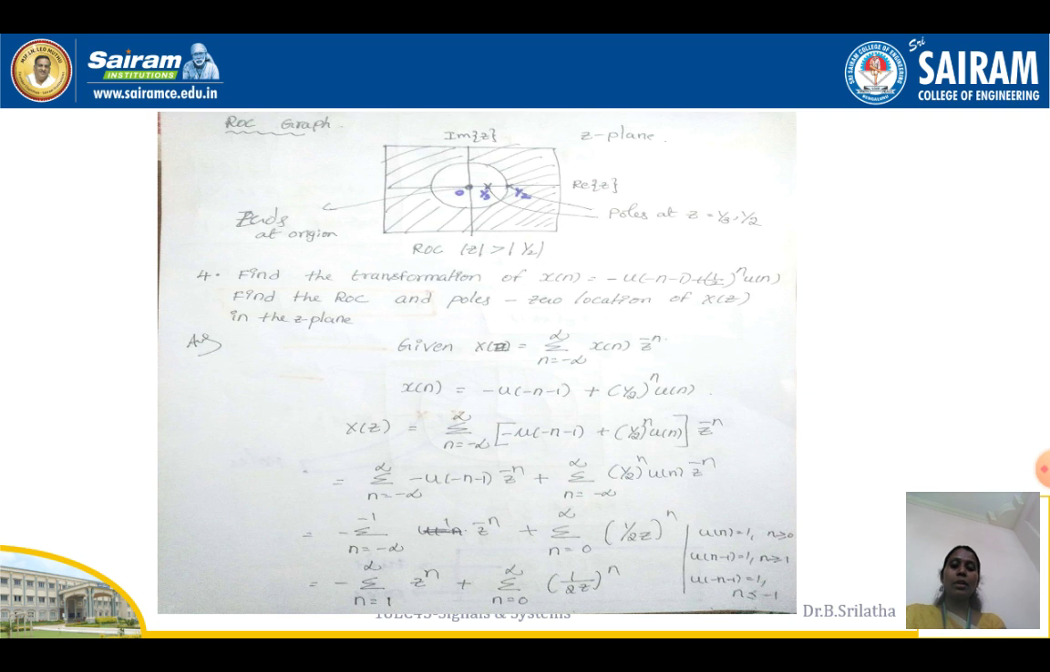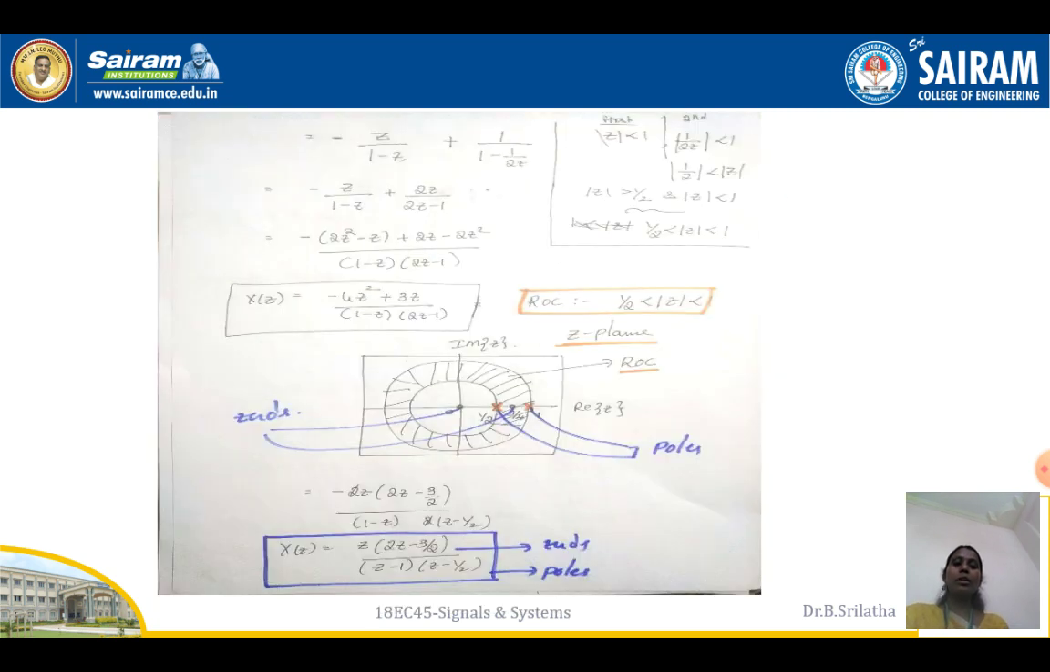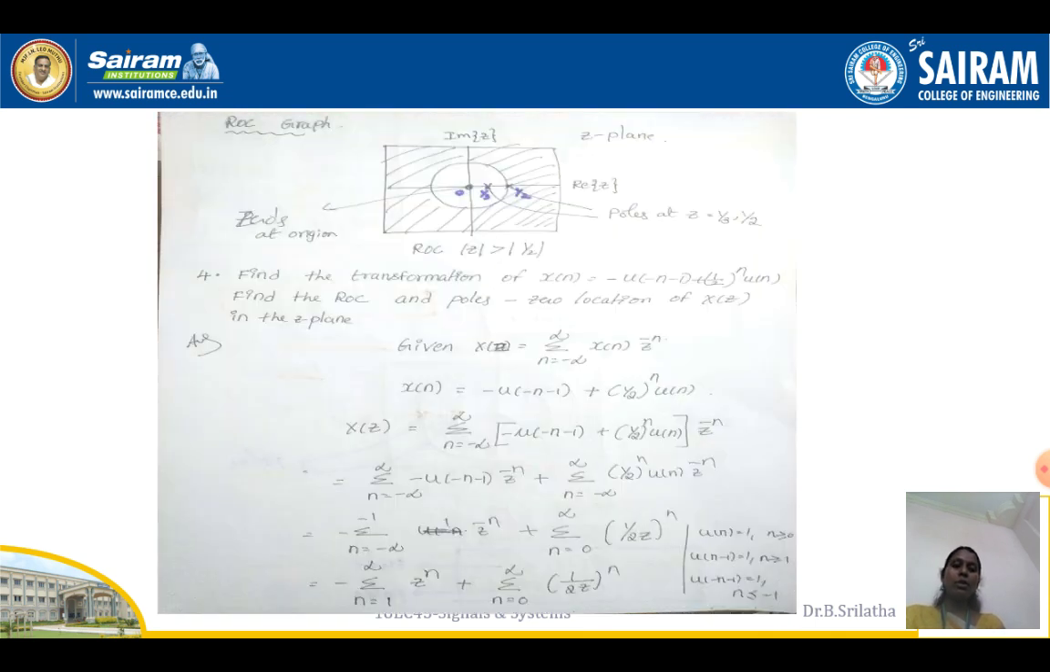Okay, clear. Now we can apply the formula. What is the formula? a by 1 minus a. Here, z by 1 minus z plus 1 by, this is 0 to infinity. If it is 1 to infinity, we have a by 1 minus a. If it is 0 to infinity, it is 1 by 1 minus a. That is the difference.